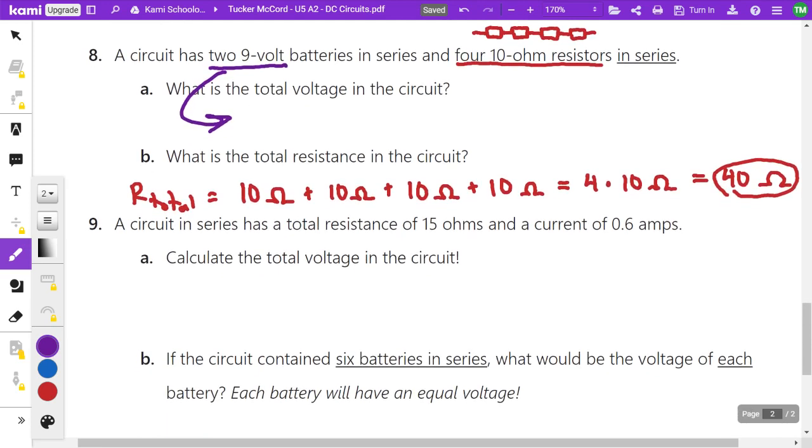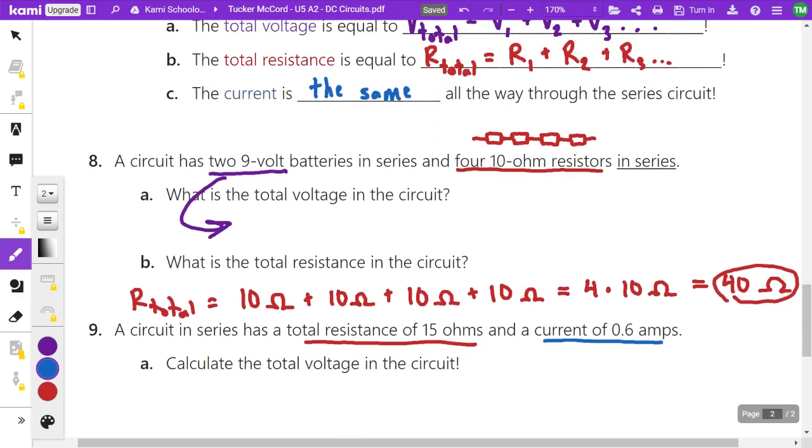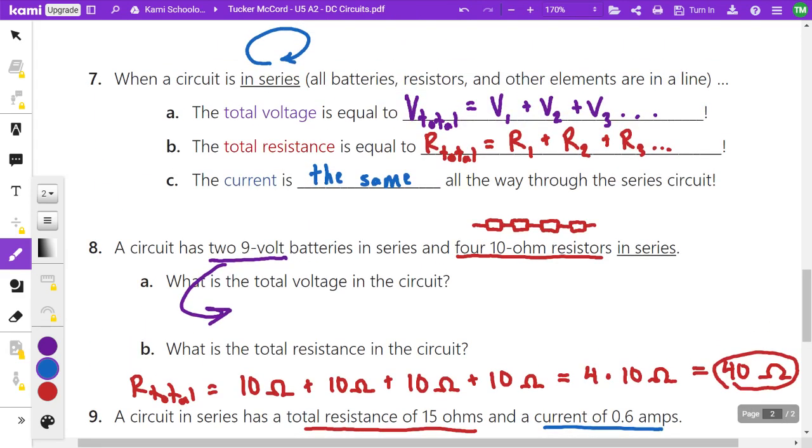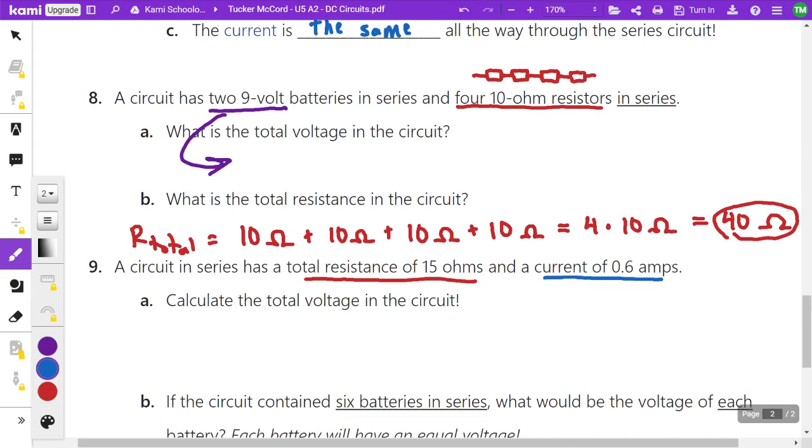Let's look at a couple more examples here. So a circuit in series has a total resistance of 15 ohms and a current of 0.6 amps. The first thing we're going to do is calculate the total voltage. Okay, well, usually we could calculate the total voltage just by adding up the voltage of all the individual things in the circuit that provide the push for your electrons. But this doesn't tell us that.